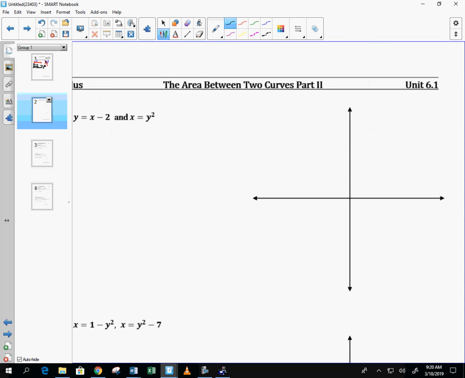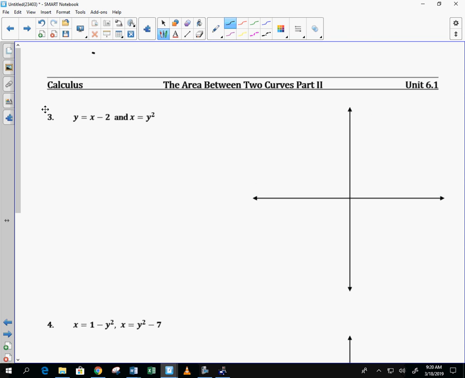All right, flip it over. Let's try a different one. What makes number 3 different? Yeah, you got x is y squared. What does x equals y squared look like? Sideways parabola that opens up this way. Good. What about y equals x minus 2?